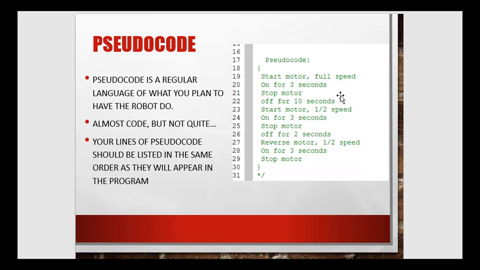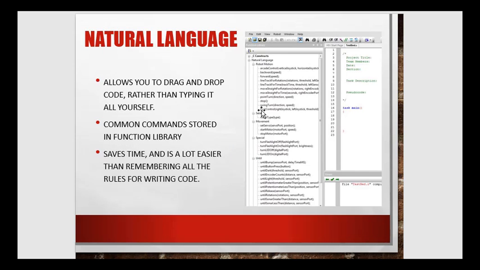And pseudocode. So just in reference, our pseudocode, remember, is our common language for what we are about to accomplish. It's almost code, but not quite, and it's a good point of reference as you're writing your code. You can go back up and ask yourself, now what am I supposed to be doing step by step again? And your lines of pseudocode should be listed in the same order, of course, as they will appear in your program. Looking at the natural language, we're going to be looking inside the function library and just grabbing code and putting it into our program.